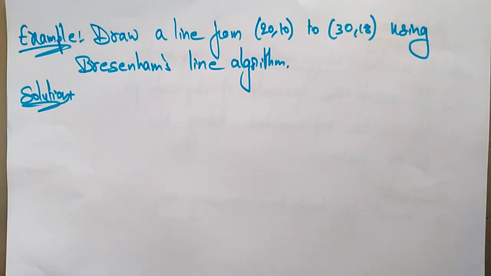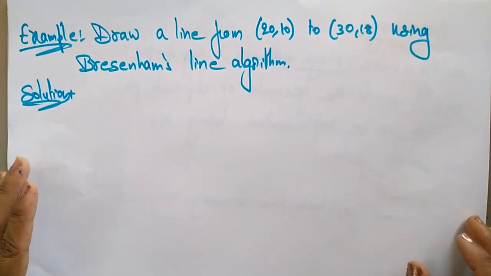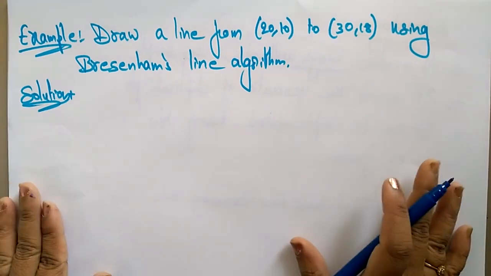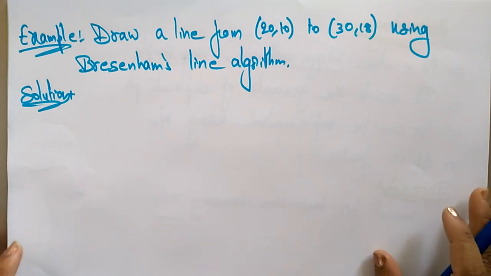Students, welcome back. Let's see the examples of the Bresenham's line algorithm. In the previous video I explained the steps that you have to take to implement the Bresenham's line algorithm. So now see the example. Here they are saying, draw a line from (20, 10) to (30, 18) using Bresenham's line algorithm.